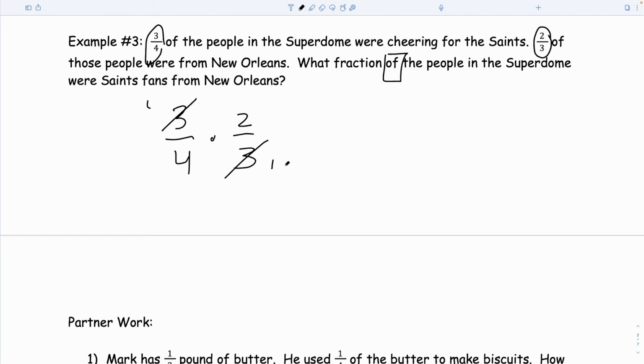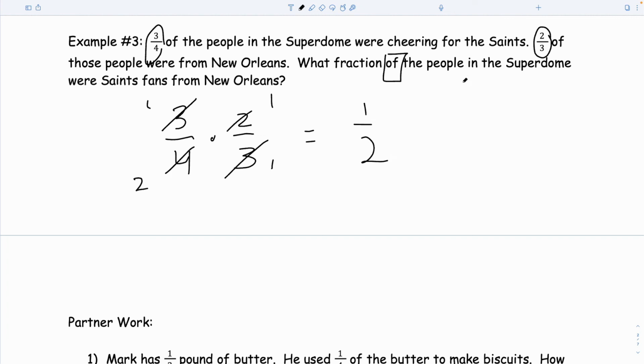Thumb up if I can still cross cancel, thumb down if I can't. Liliana, what am I going to work with? Help me do that. What do I write above the 2, below the 4? Good. Max, multiply across, what's my fraction?